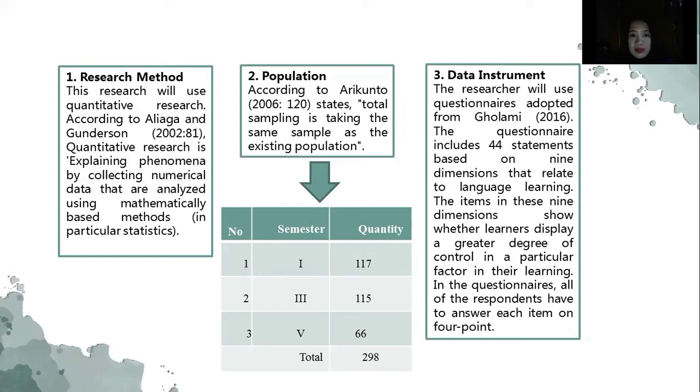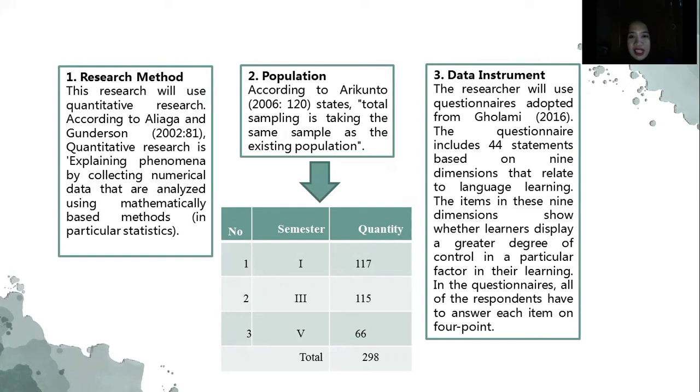And then second, population. According to Arikunto, 2006, page 120, total sampling is taking the same sample as the existing population. So here, the researcher will use all of the population as the sample. The sample is from semester 1, quantity 117, from semester 3, quantity 115, from semester 5, quantity 66. So the total in this research is 298.